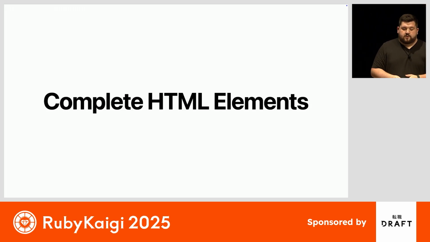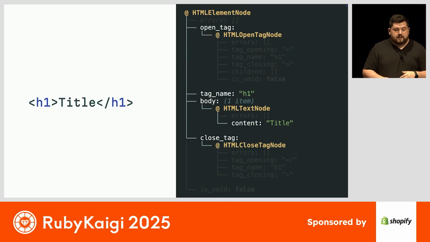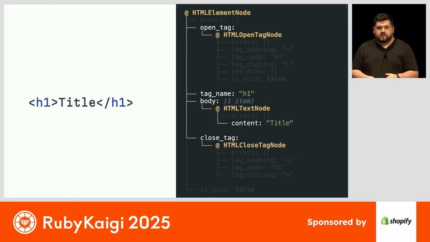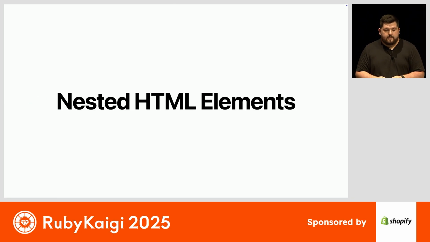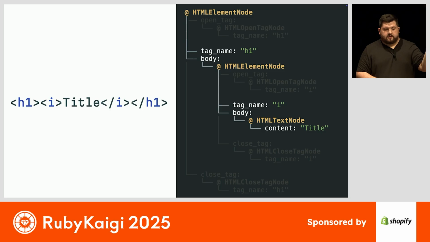This obviously works for complete HTML elements too. So if you give it a complete HTML element, it has the element node, an open tag, the content text node, and then the close tag at the end. This works for nested elements too. So you have element nodes inside the element node, and at the very bottom you have the text node inside of it.